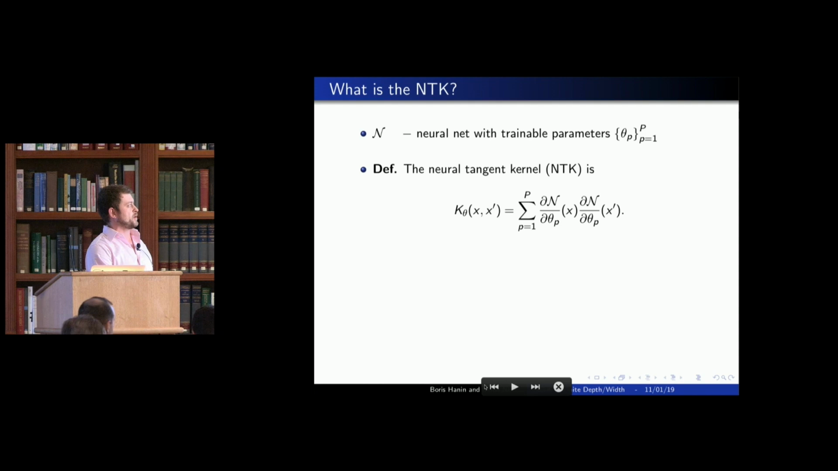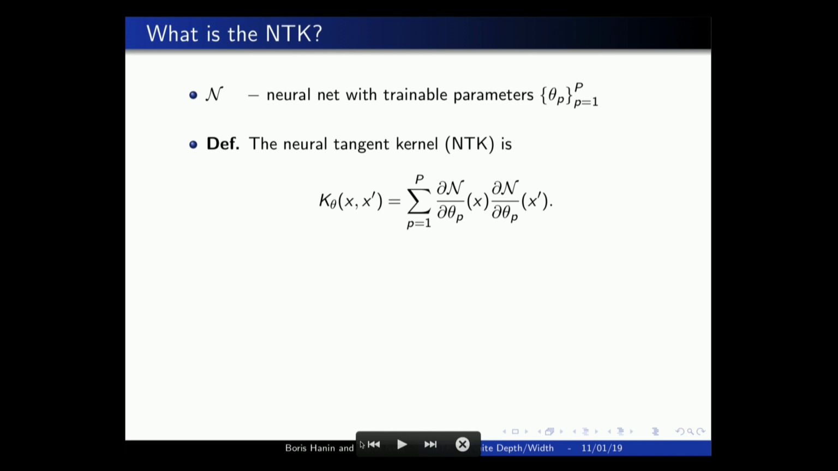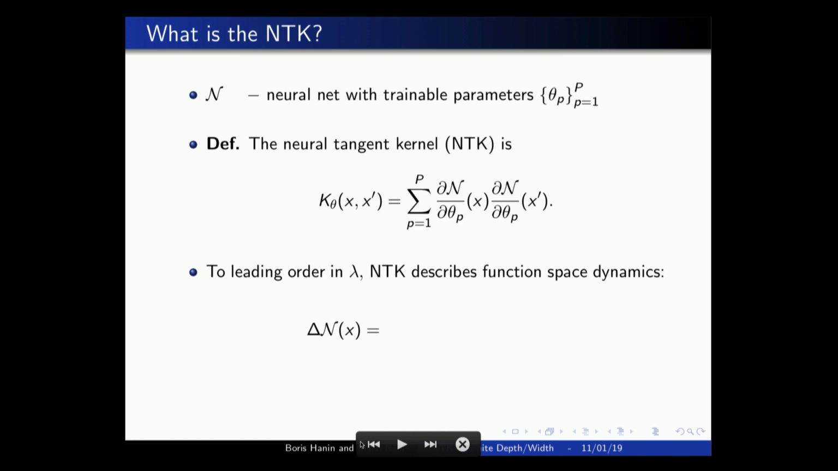OK, so it's a simple definition, but it might not be obvious why anyone cares to study this kind of thing. Well, the reason is that if one wants to understand the dynamics in function space that are induced by stochastic gradient descent, really the neural tangent kernel gives you a good sense of what's happening, at least in the small learning rate regime. So if lambda is the learning rate, then to leading order in lambda, one obtains the following dynamics. So rather than studying the usual dynamics for the trainable parameters, what I do is I fix an input to the network, and I ask, under one step of gradient descent, what's the update delta N of x to that particular value of the output of the network at that input? So the answer is the following.